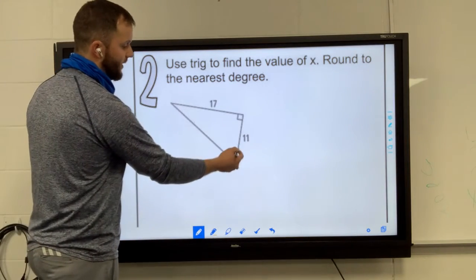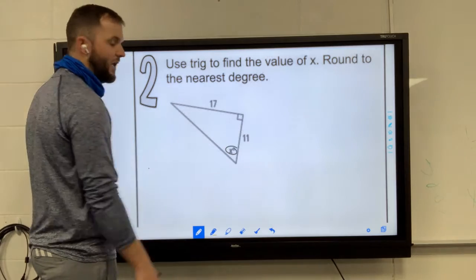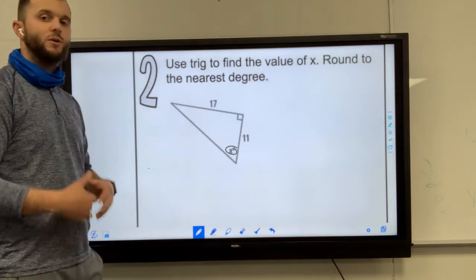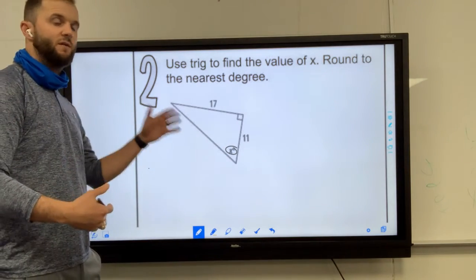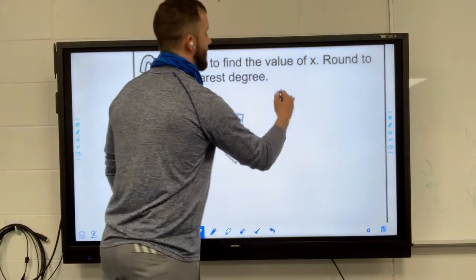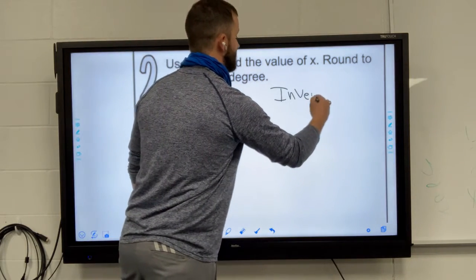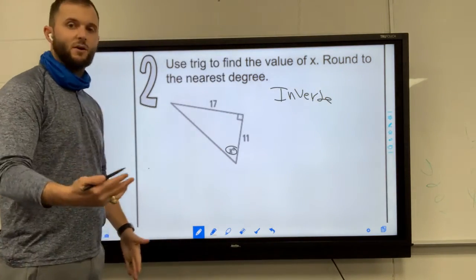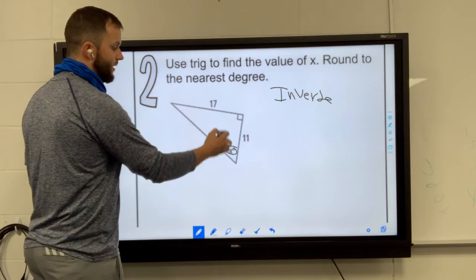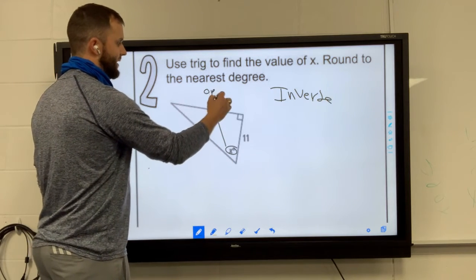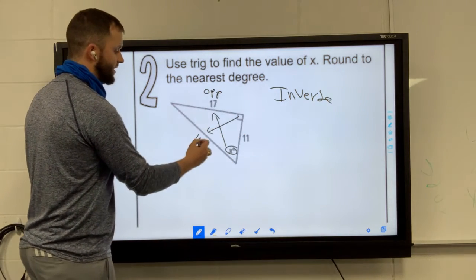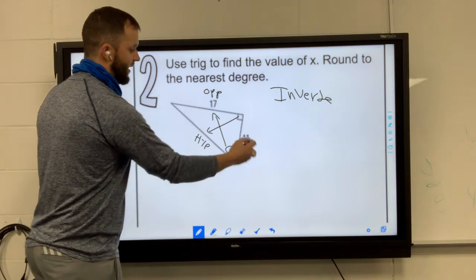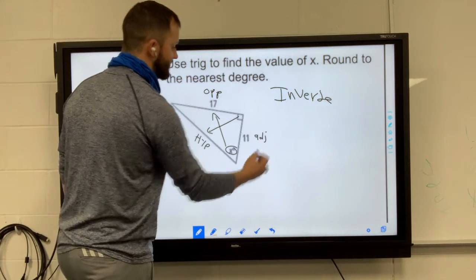So right now, let's go ahead and look, and I am actually finding an angle. So automatically, when you're using these trig ratios, when you're looking for the angle, I know that I'm going to be using the inverse. So you have to remember, finding the angle, use the inverse. So right now, from this angle, this is my opposite side. Opposite the 90 is always your hypotenuse, and this third side that I did not label is my adjacent side.